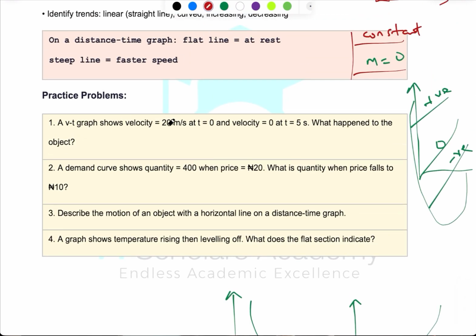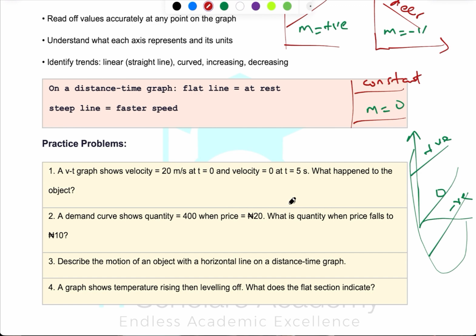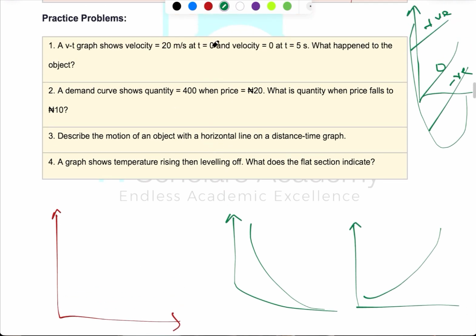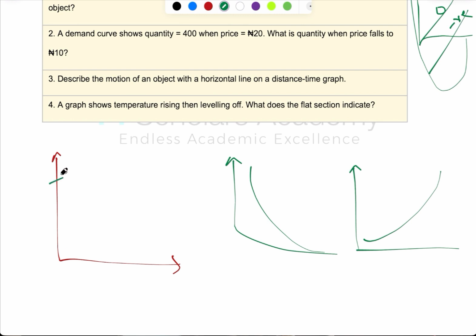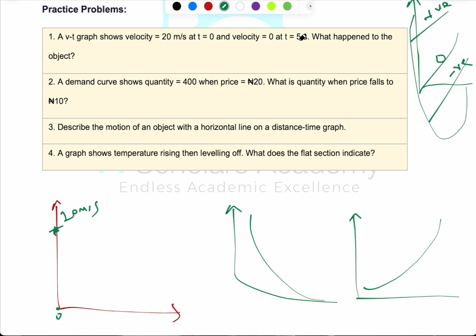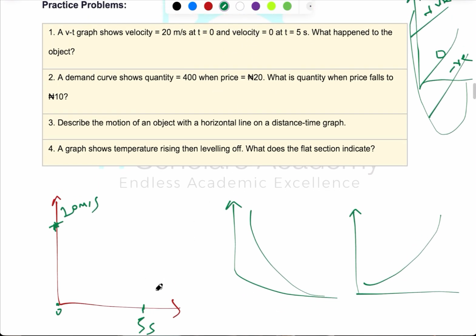It says a velocity time graph shows that velocity equals 20 meters per second at t equals 0. Velocity is 0 at t equals 5 seconds. What happened to the object? Did this guy accelerate? So let's just plot an arbitrary graph right here. At t equals 0, you have 20 meters per second. So let me note this point. When t equals 5 seconds, what is your v? Your v equals 0.